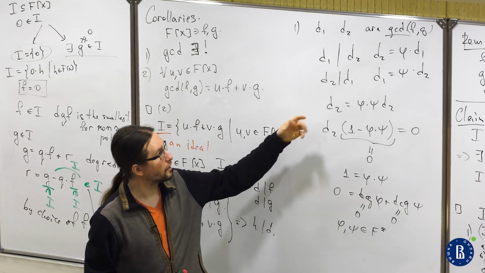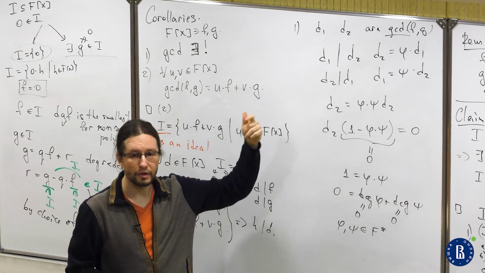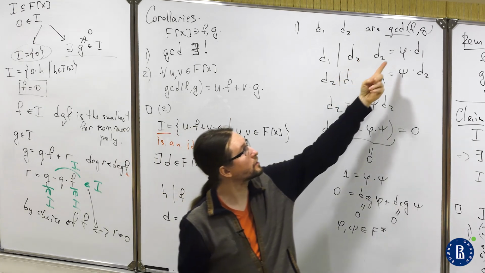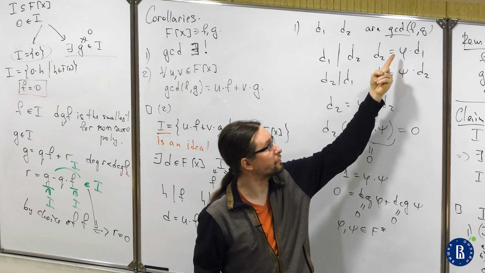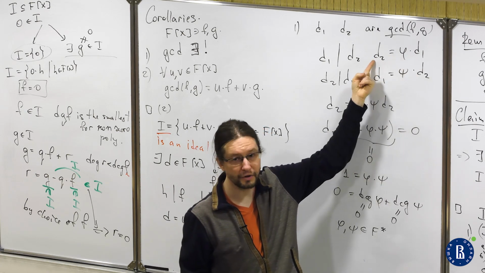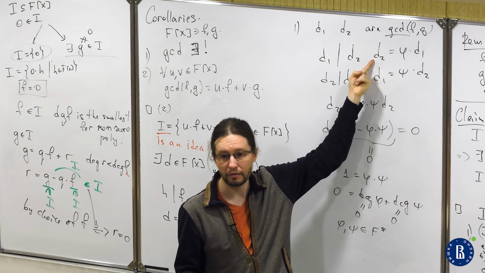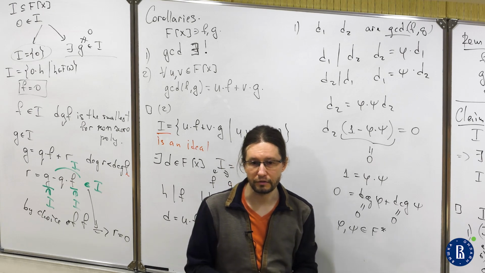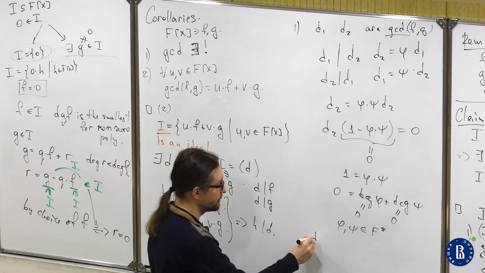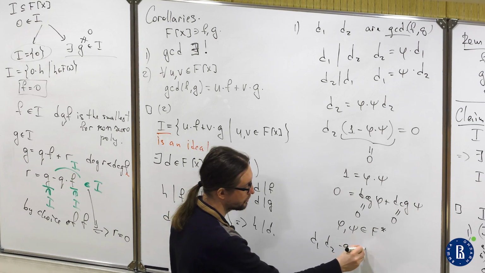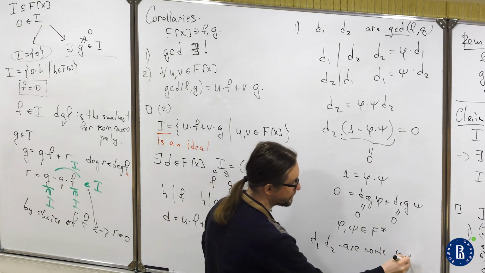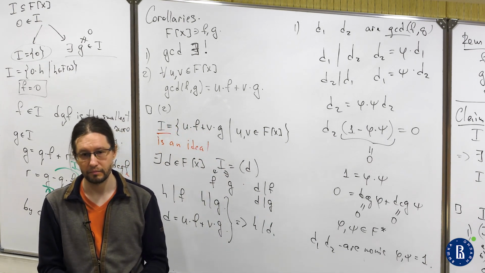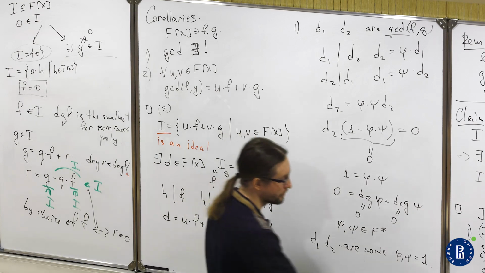But from the third property, we know that the leading coefficient of d1 and d2 is 1. If we multiply the leading coefficient of d1 by phi, we will get phi here, but it means that phi must be 1. And the same argument says that psi must be 1 because of the third property of the greatest common divisor. So since d1 and d2 are monic, phi and psi are equal to 1. So that's why d1 and d2 are the same. So this completes the proof.